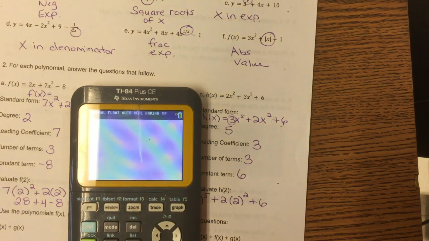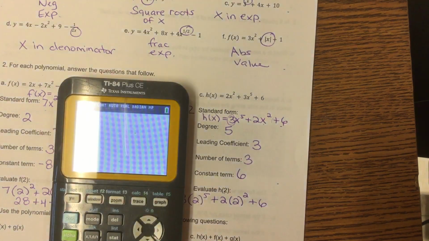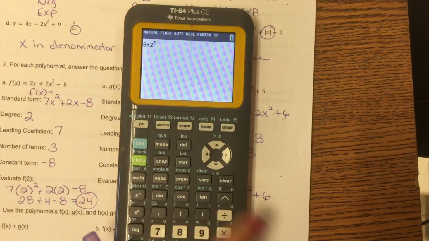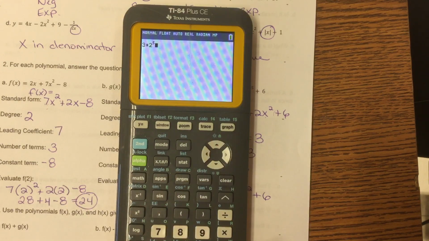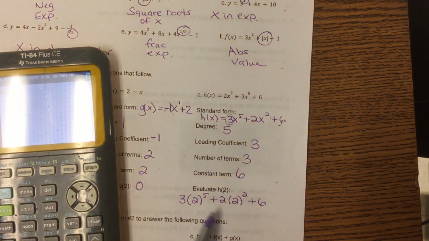Okay. So I'm going to do 3 times 2 raised to the 5th power. The caret button is right here. Now I have to use the arrow key to arrow over. So that's 3 times 2 to the 5th. I didn't bother to put this parenthesis, but if this was a negative, you definitely want to use parentheses.